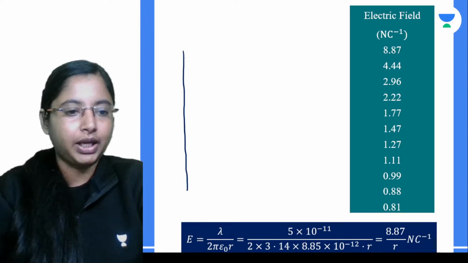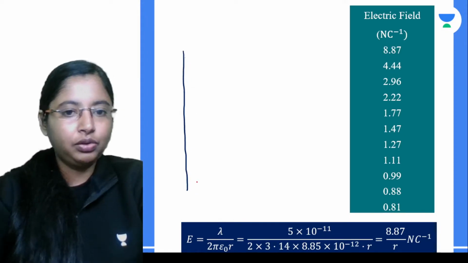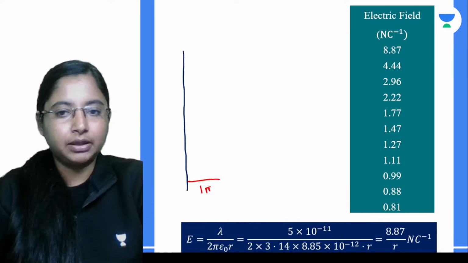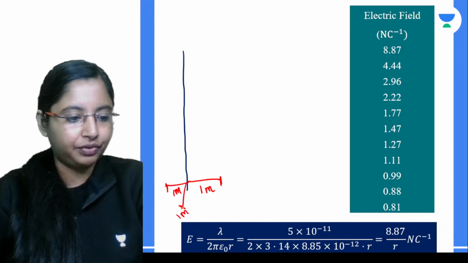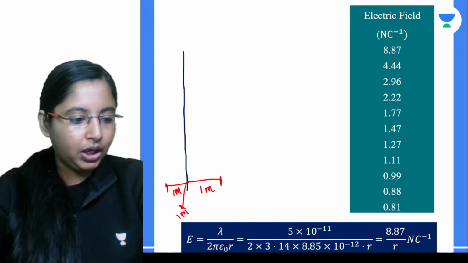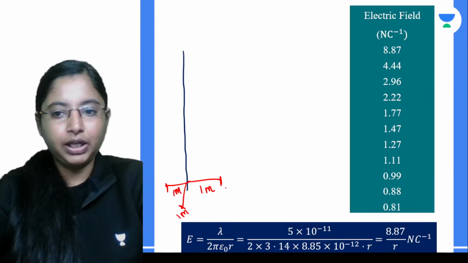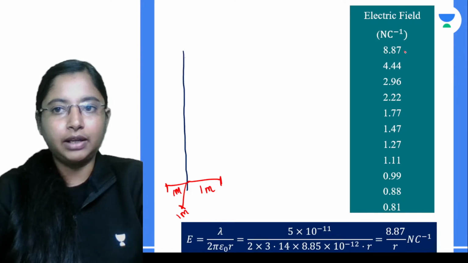Now from this wire, first we will go 1 meter. When we go 1 meter, in all directions from this wire, we want to see what the electric field would be. In this case the electric field would be around 8.87.